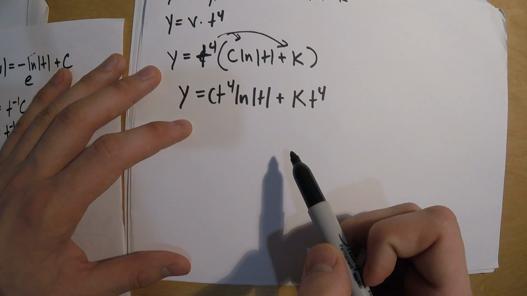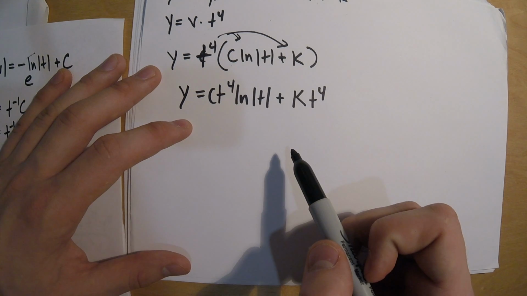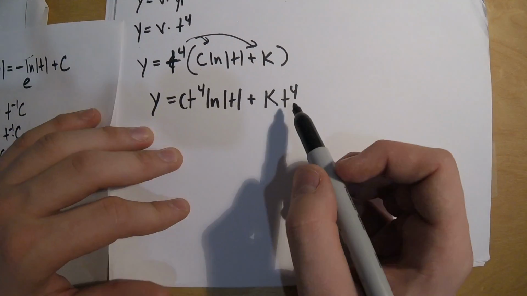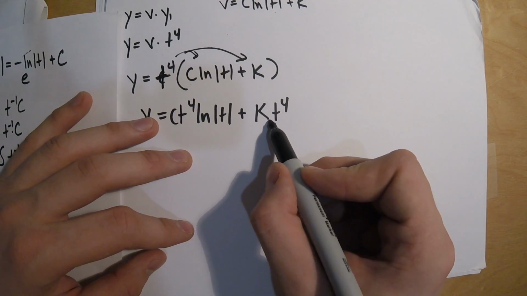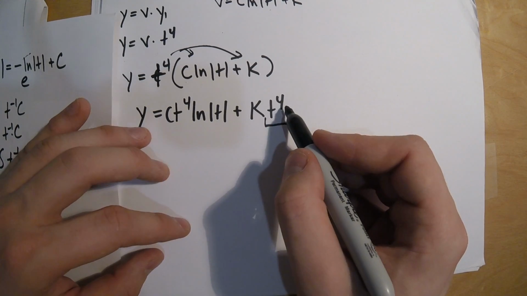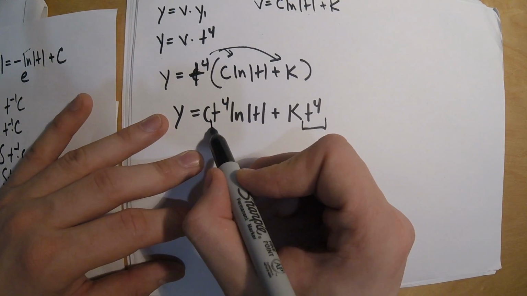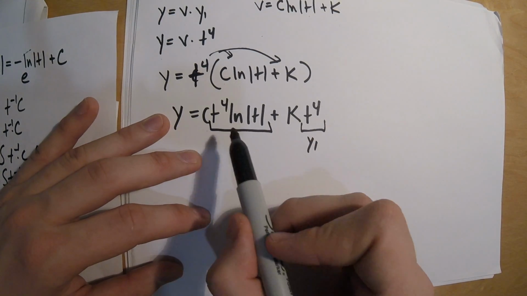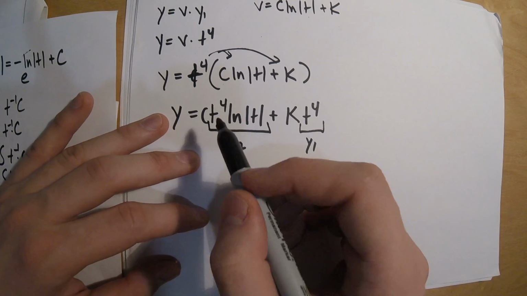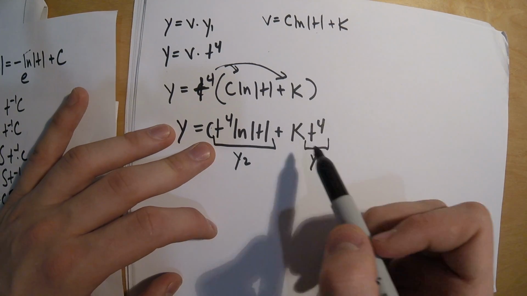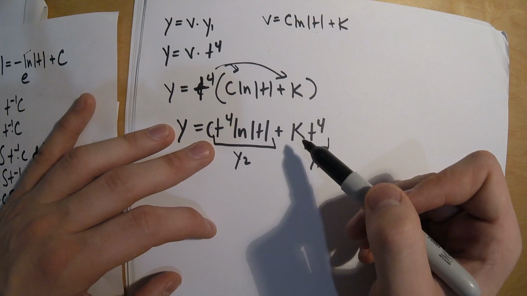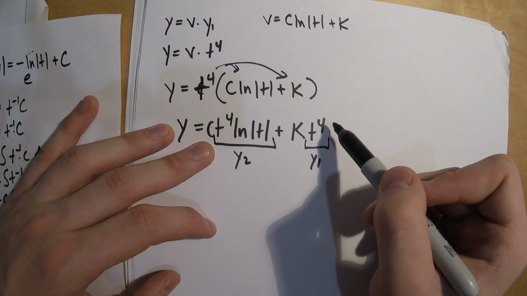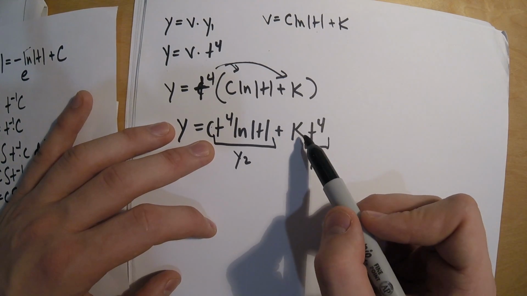So what is our second solution, you may ask? First of all, this is our first solution, t to the 4th, and our second solution will simply be y2, t to the 4th ln of t. And if you notice here, there are constants. That means that y1 can be 1 t to the 4th, it can be 2 t to the 4th, 3 t to the 4th. These are just constants.